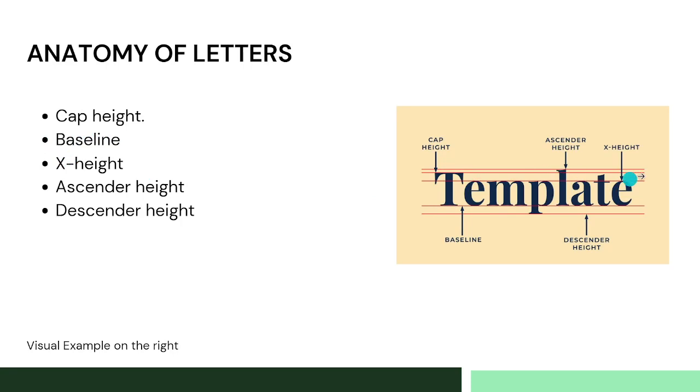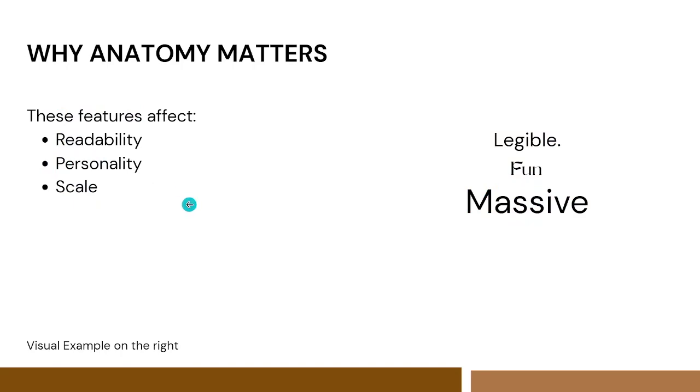And we have something we call the x-height, which is like a subdivision of the cap height. And we have ascender height, descender height. These are just basic design terminologies. You don't need to worry yourself much about these ones. So why does anatomy matter in typography? These features affect readability, personality, and scale.